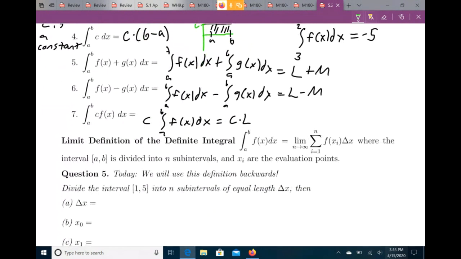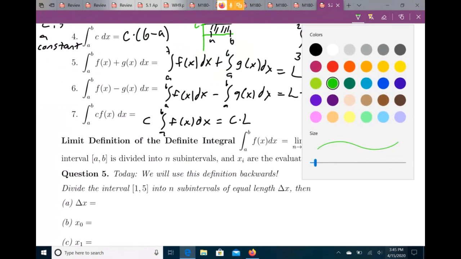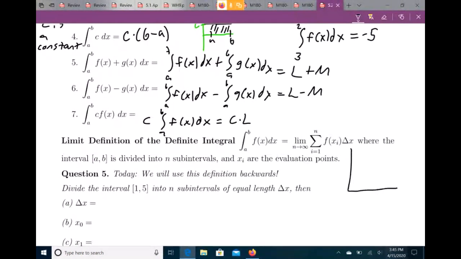Okay, so just to remind you, for Riemann sums, we take some graph and estimate the area under the curve using rectangles. The definite integral just means the area under the curve, so it's the exact area under the curve. A Riemann sum gives us an estimate. The definite integral is the exact area. We can get to that exact area by taking a limit of these Riemann sums.